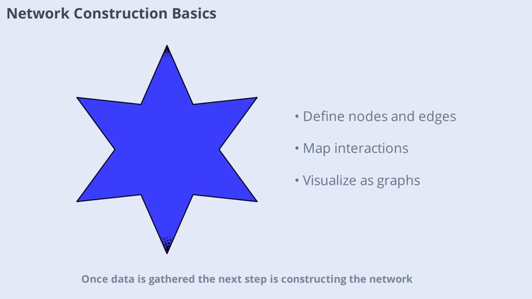Once data is gathered, the next step is constructing the network. This involves defining the nodes, such as genes or proteins, and the edges, which represent their interactions. Construction can be straightforward, like mapping known protein interactions, or more complex, such as inferring regulatory relationships from gene expression data. The resulting network is often visualized as a graph, with nodes connected by lines or arrows. Proper construction ensures that the network accurately reflects the biological system under study.